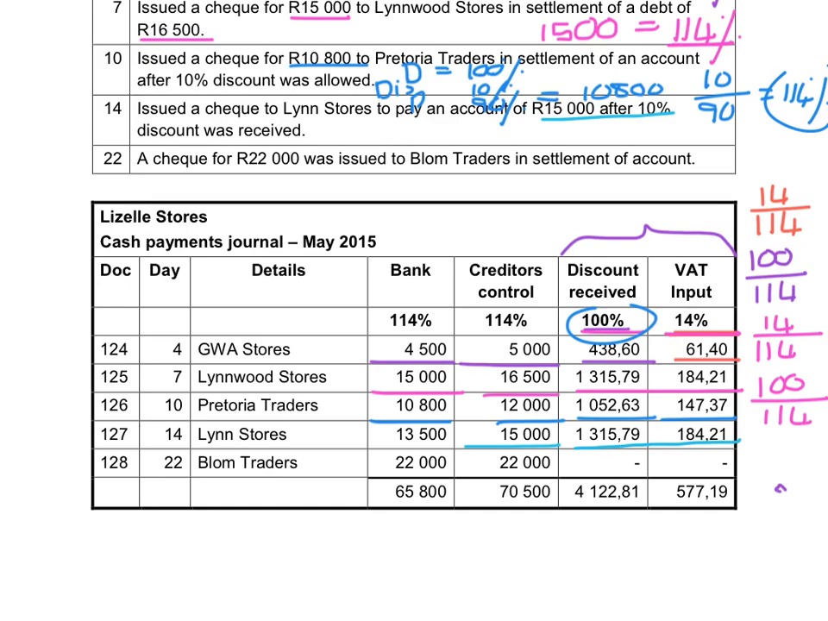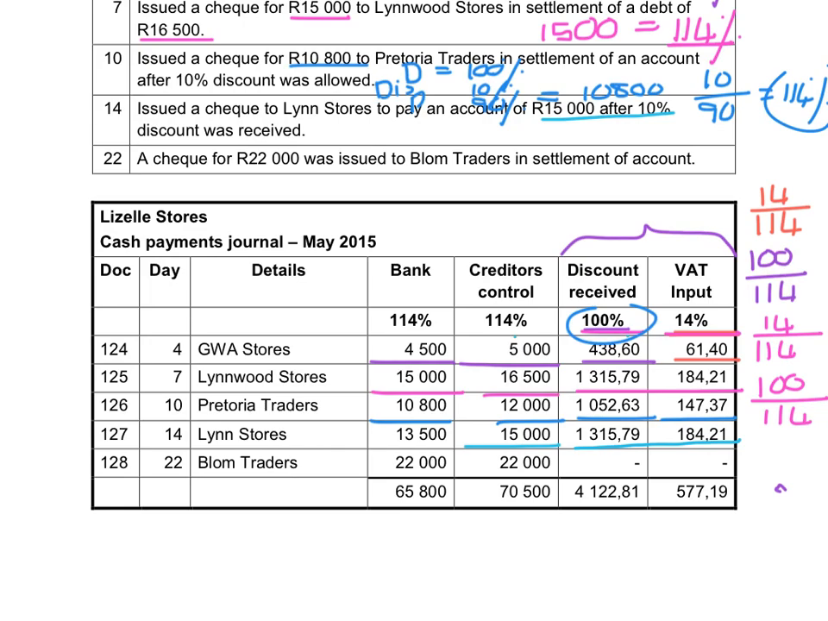So you can either write the percentages at the top of the cash payments journal and calculate it as I showed you in the beginning, using 100 divided by 114 or 14 divided by 114, or you can go and do a proper calculation that will take more time.